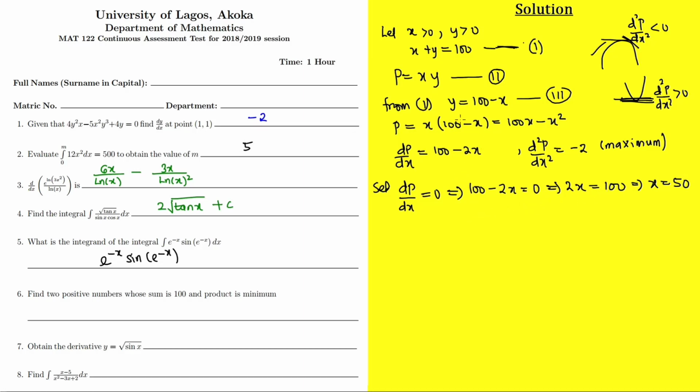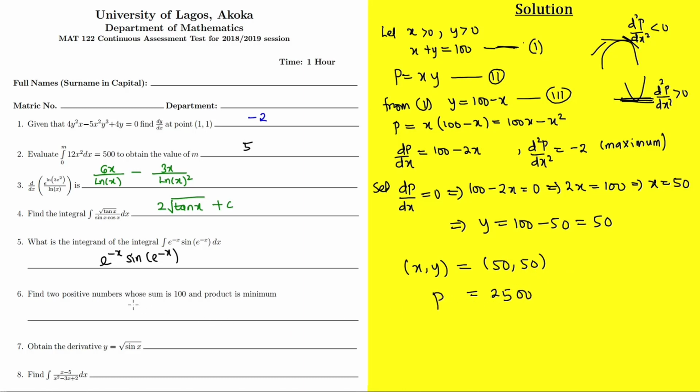Now we can substitute x to be 50 in equation 3. So that means our y is equal to 100 minus 50, which is 50. So our x comma y is 50 comma 50. This is the maximum product. So the maximum product is just 2500.